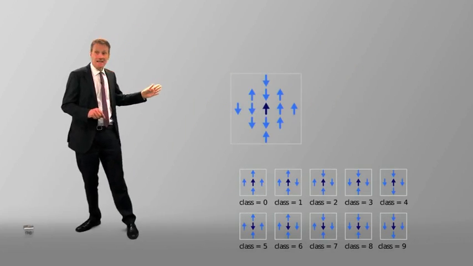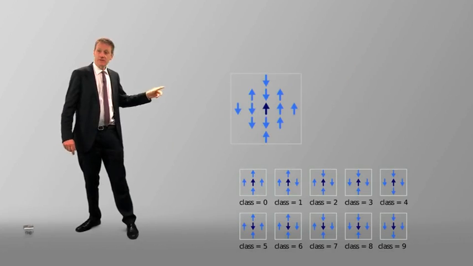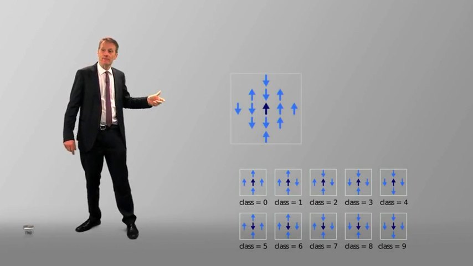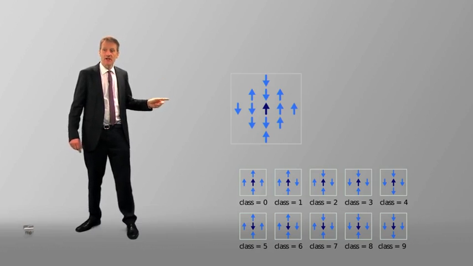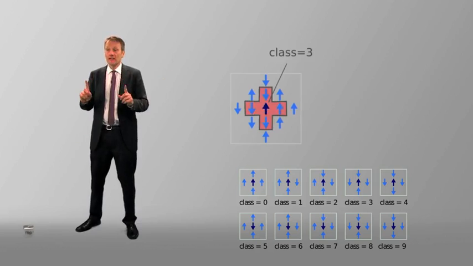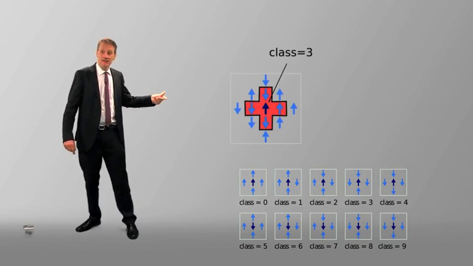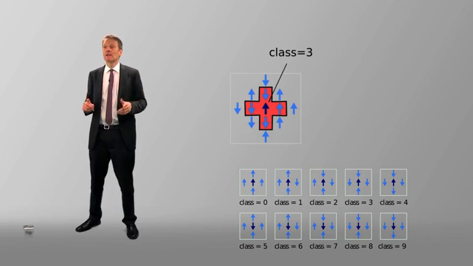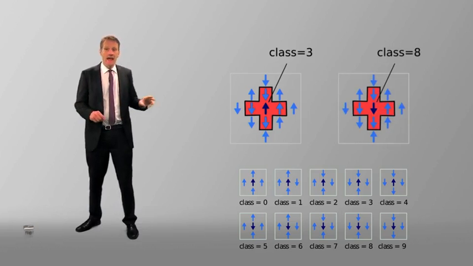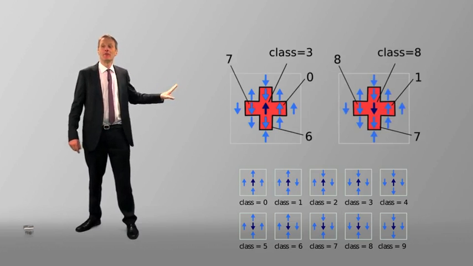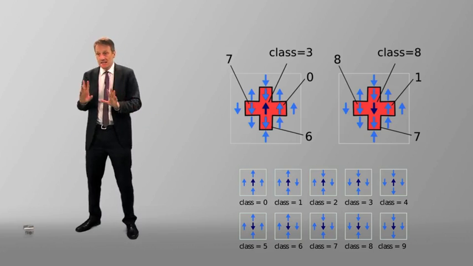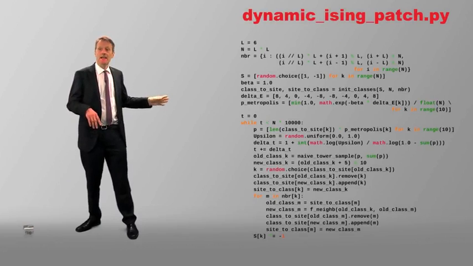So in this example, the central spin that we want to flip has just 1 plus neighbor, so it is in class 3. Flipping it brings it into class 8 and makes us change also the classes of the neighboring spins. This very elementary bookkeeping is written up in dynamicEasingPatch.py.